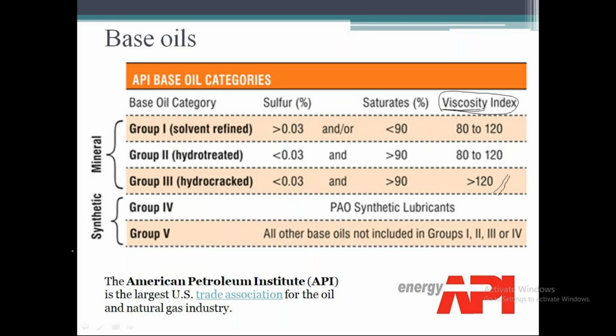And we have group 4 here. They are PAO synthetic lubricants. As you can see here, group 4 and group 5 are synthetic. That means they are man-made in the laboratory, whereas groups 1, 2 and 3 are refined. As you can see, these are synthesized in the laboratory, and they will have better properties compared to the above mentioned groups. PAO stands for polyalpha olefins. So they are better compared to group 1, group 2 and group 3. And what is group 5? All other base oils not included in groups 1, 2, 3 and 4 come under group 5.